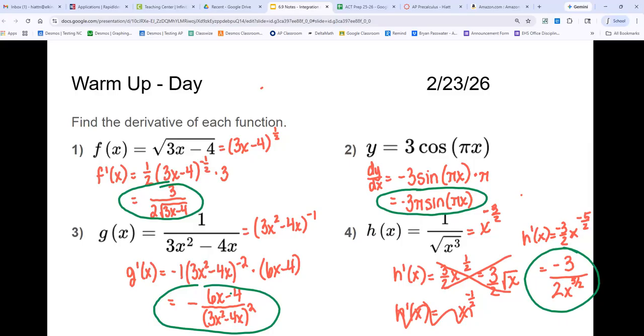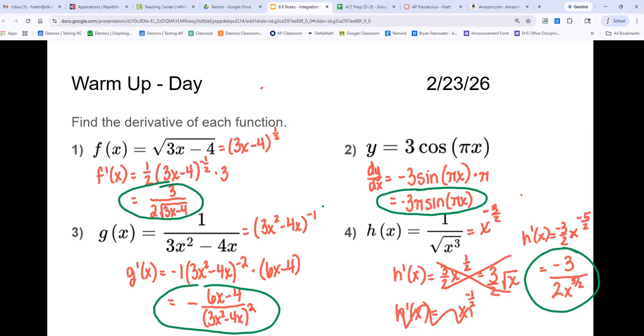I tried to go with something I thought they would probably put on a multiple choice answer choice for these, which still isn't a guarantee. Sometimes they use negative exponents. Sometimes they use fractional exponents. Sometimes they would take this and turn it back into a root instead of that. So remember, this is a review on chain rule.